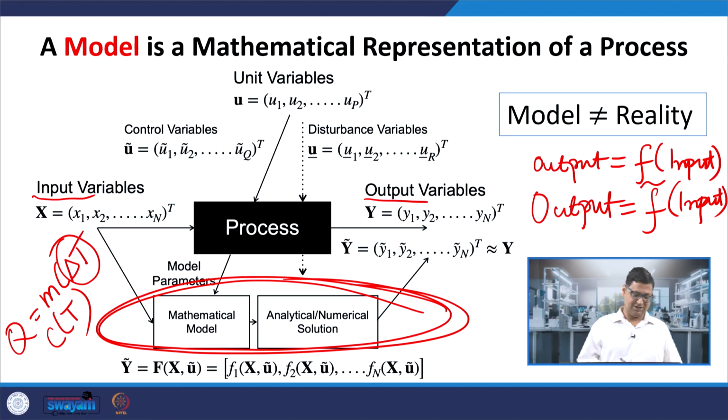I can, of course, instead of assuming that heat capacity is constant, assume some functional form of the heat capacity, let us say A plus BT plus CT square.